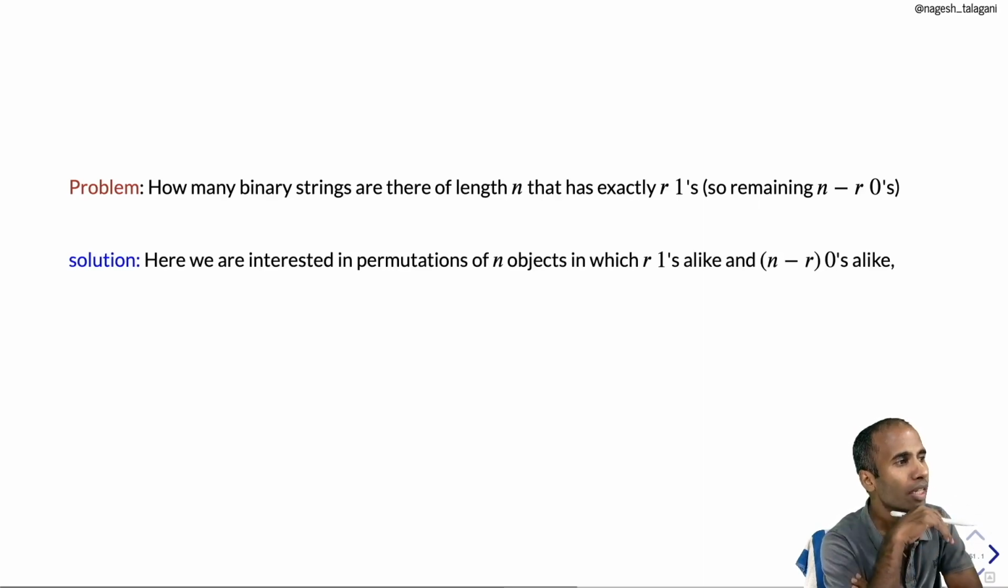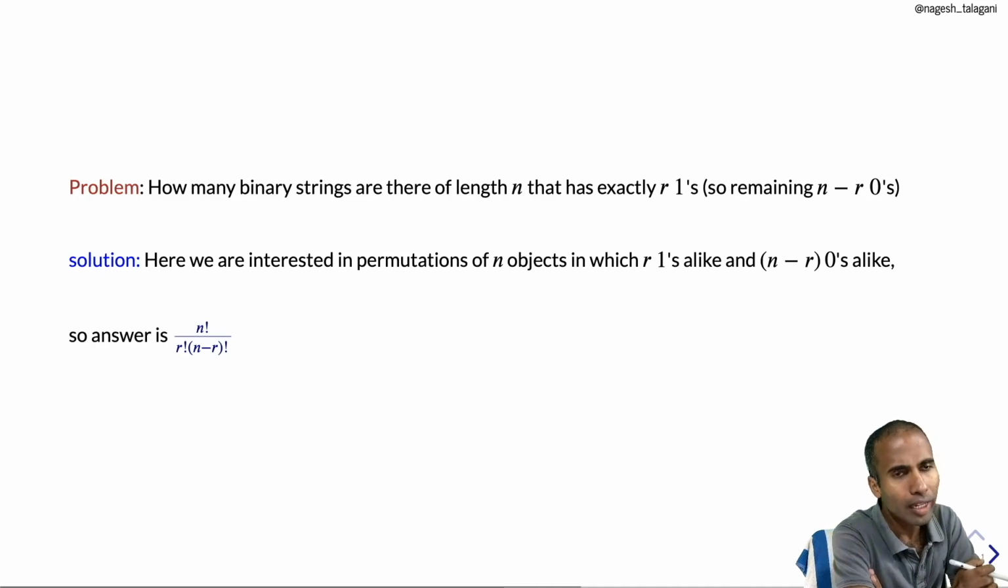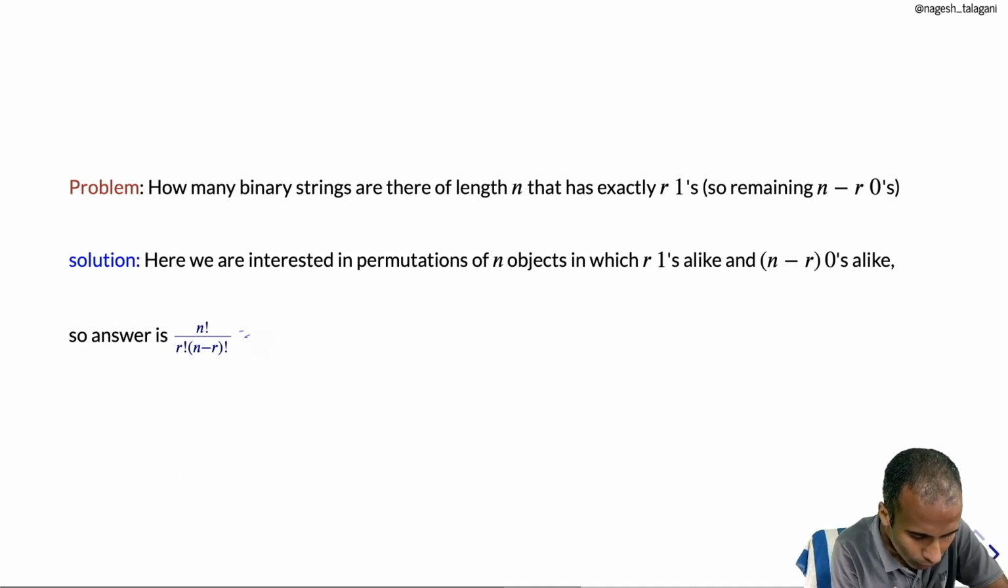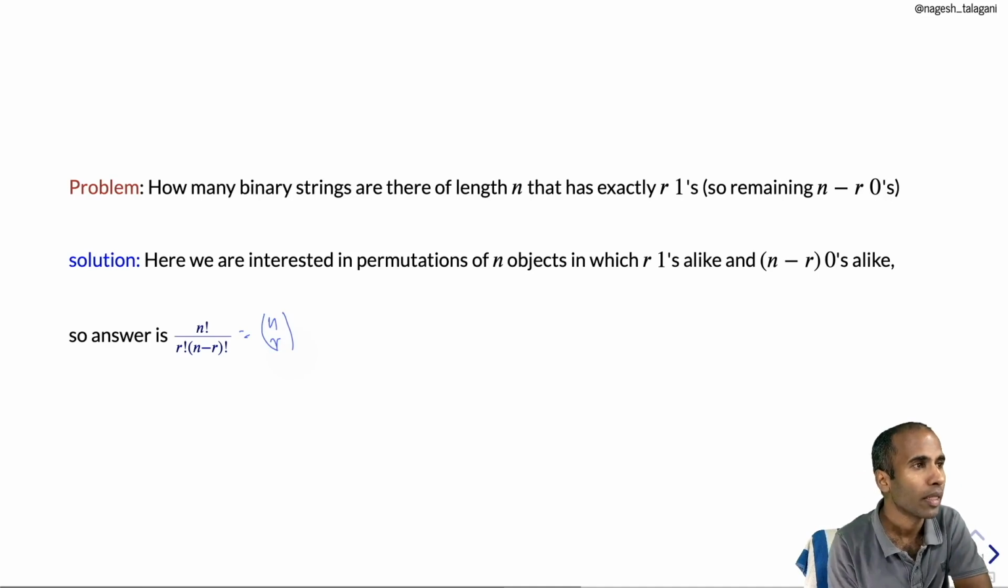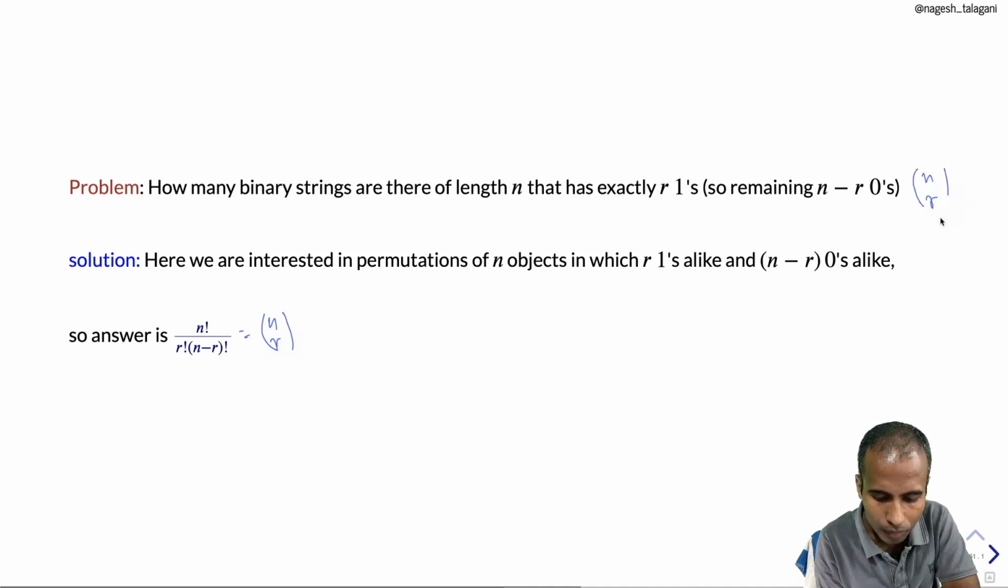Okay, now here we are interested in permutations of n objects in which r 1s are alike and n minus r zeros are alike. And how many such permutations are there? N factorial by r factorial, n minus r factorial. That is nothing but n choose r. Therefore, the number of binary strings of length n that have exactly r 1s is n choose r. Okay, please keep this in mind.